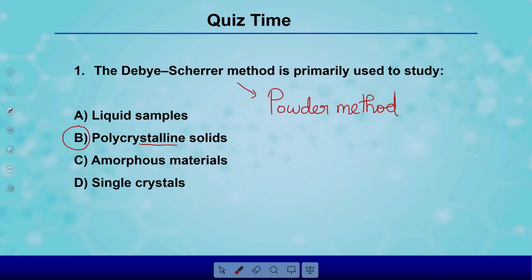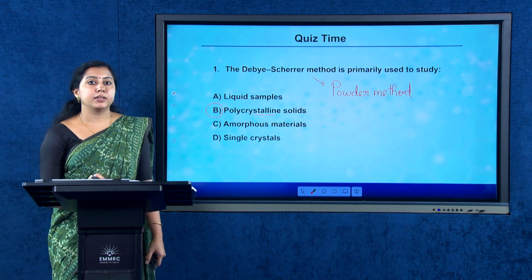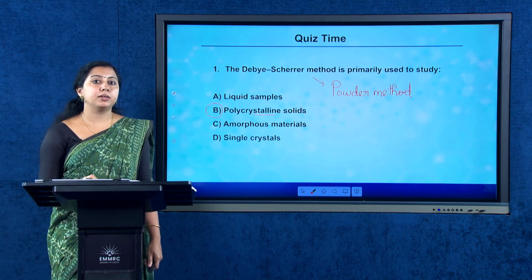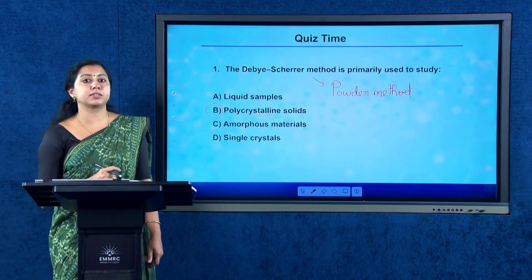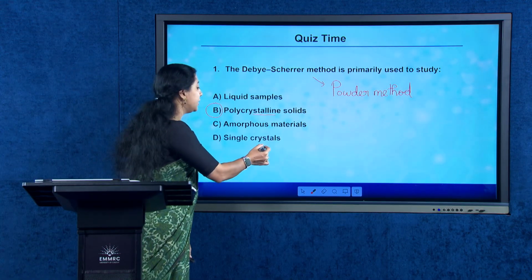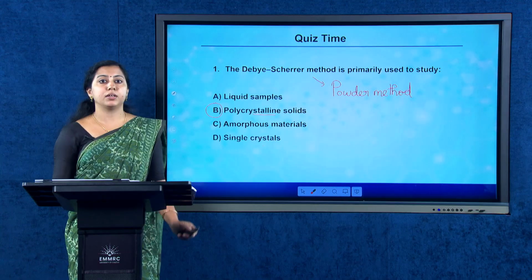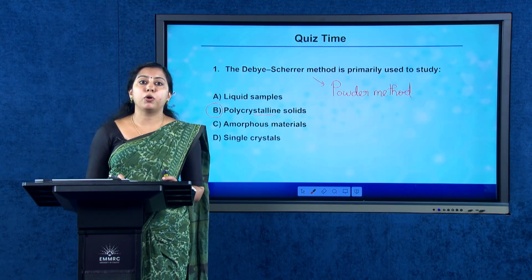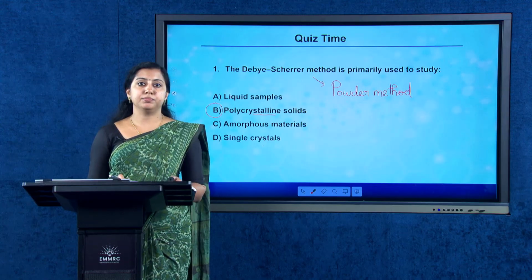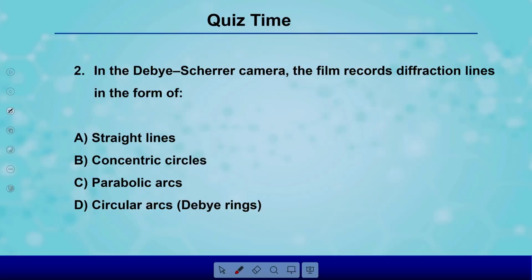The Debye-Scherrer method uses powdered sample, whereas the rotating crystal method or a single crystal method uses single crystals. So, in this method it is used to study polycrystalline solids. Now, we will move on to the second question.